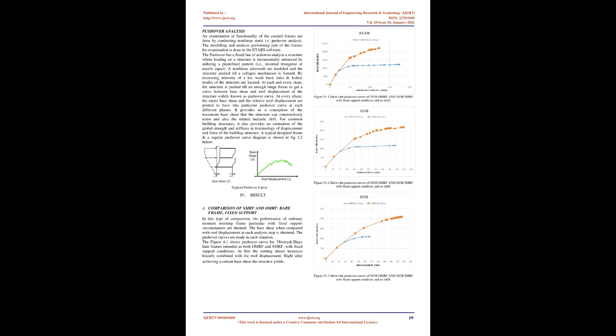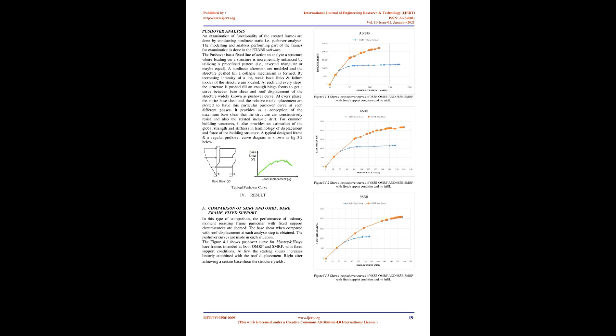Each frame was designed as SMRF and OMRF by considering a response reduction factor of 3 for OMRF and 5 for SMRF. The IS 13920:1993 code suggests a response reduction factor according to the type of frame. The performance of the frames is evaluated by conducting linear static analysis of bare frames, considering all of the load combinations recommended by IS 1893:2002. Two end conditions, fixed and hinged support conditions, are taken into account in the research.